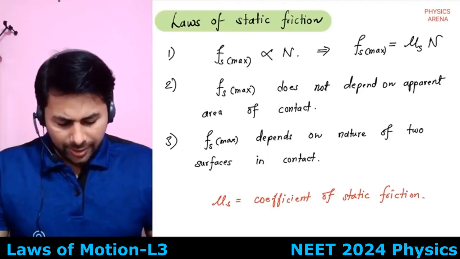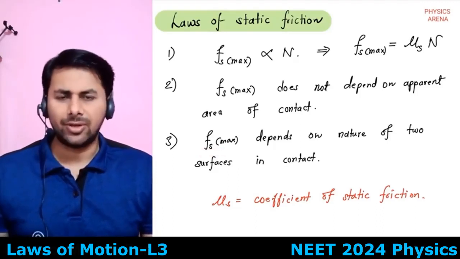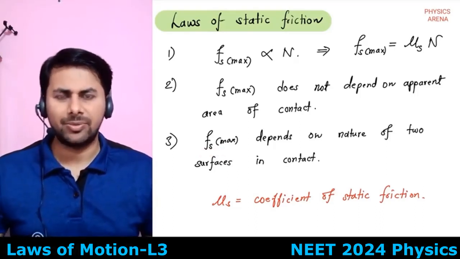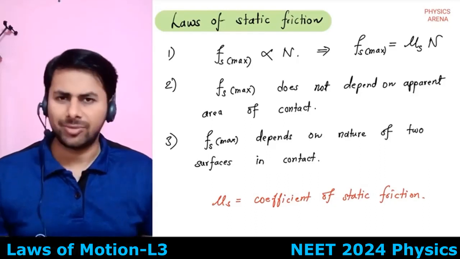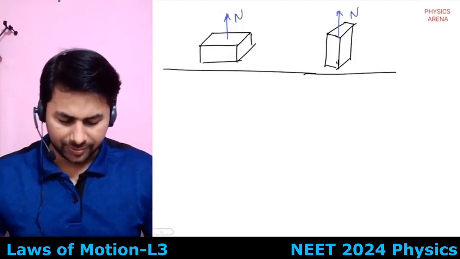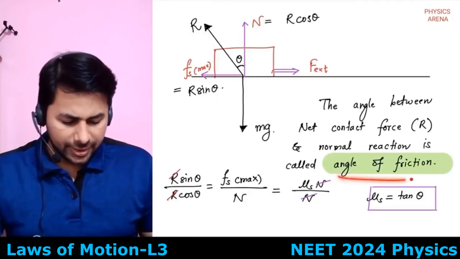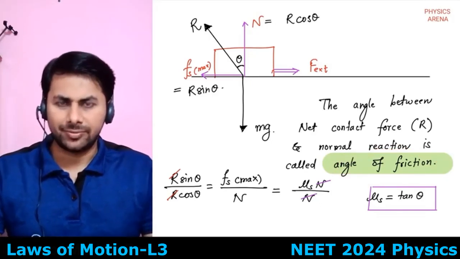Okay. And Fs max depends on the nature of the two surfaces in contact. For different surfaces, the friction will be different. So this is like common sense. Okay. So these are the three basic laws of friction. All right. So after that, let's see the angle of friction.